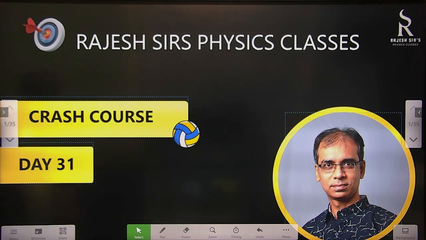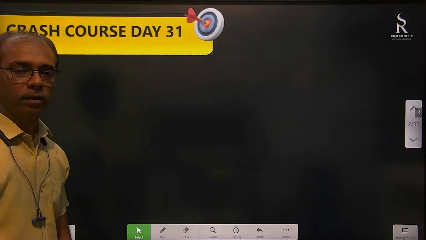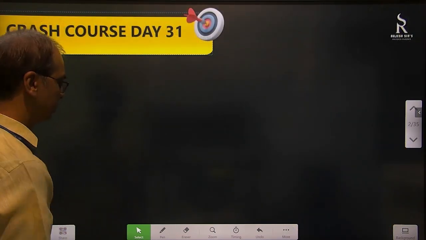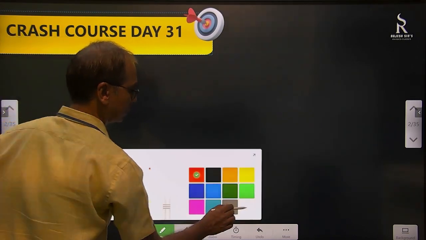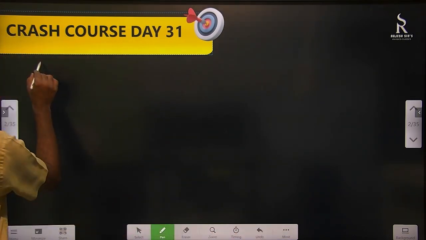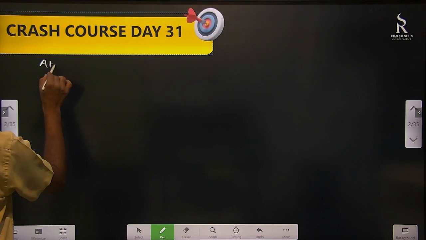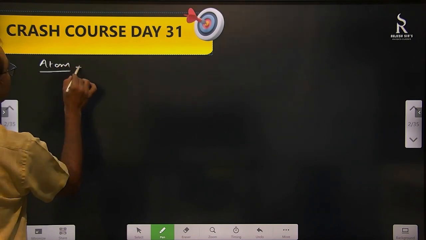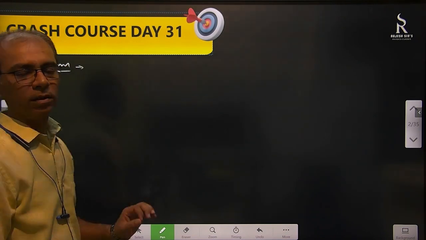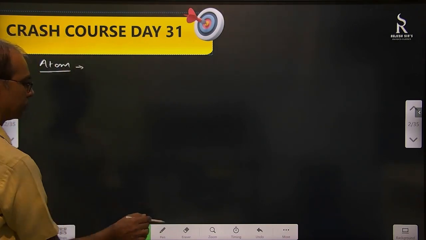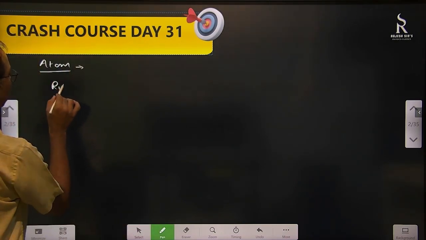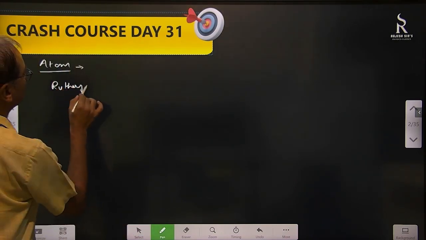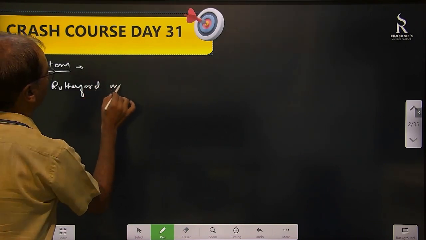Yes, students. So today we are going to see atom. Okay, modern physics. Right. Let's start. In atom, we start with the Rutherford model. Now we all know what he did. We are not going into that much. Rutherford model.